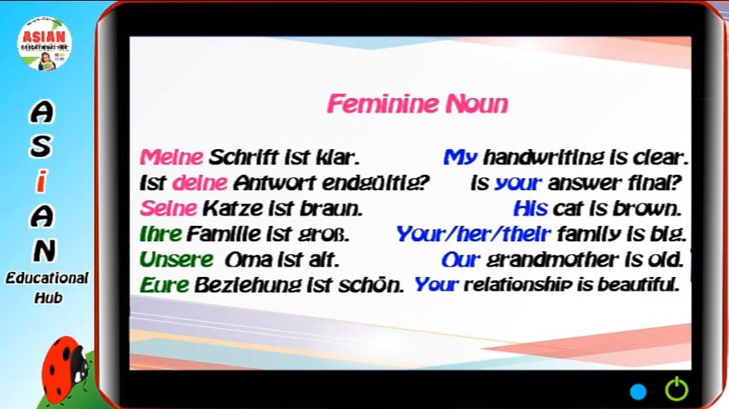Now let us see with feminine nouns. With feminine nouns, we just have to add e to mein, and it becomes meine. Meine Schrift ist klar. My handwriting is clear. Ist deine Antwort endgültig? Is your answer final? Seine Katze ist braun. His cat is brown. Ihre Familie ist groß. Your, her or their family is big. Unsere Oma ist alt. Our grandmother is old. Eure Beziehung ist schön. Your relationship is beautiful.